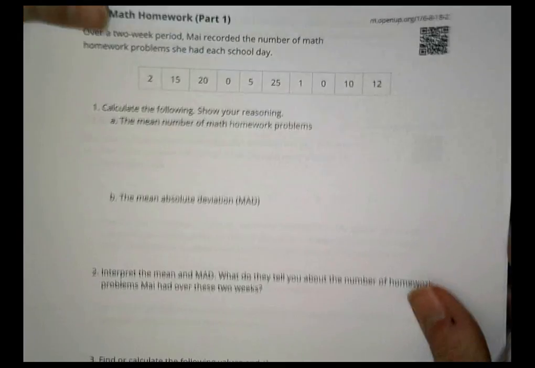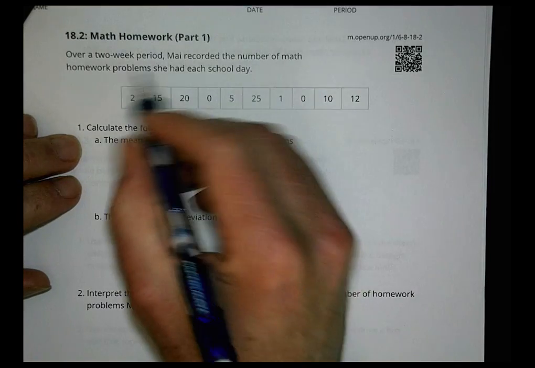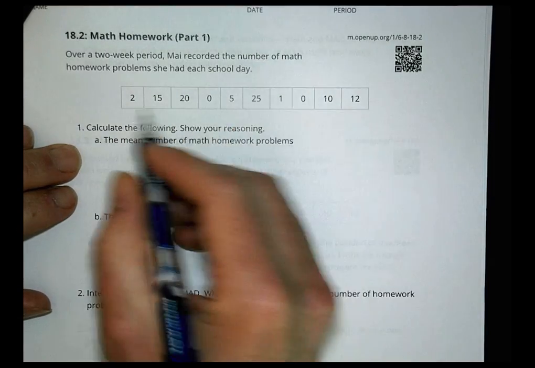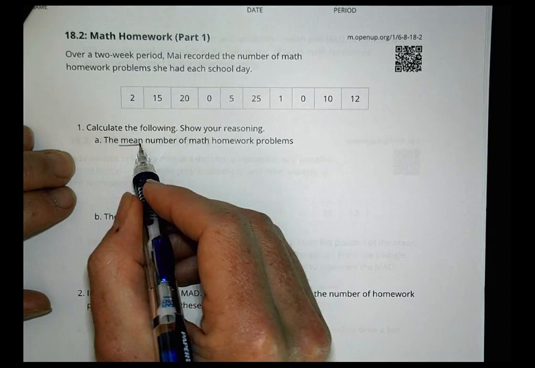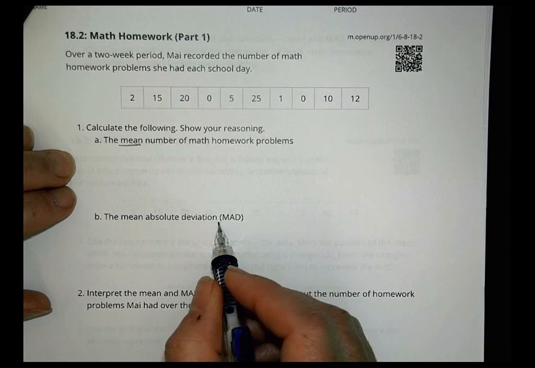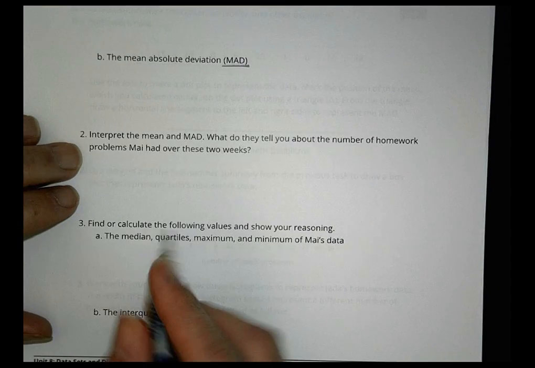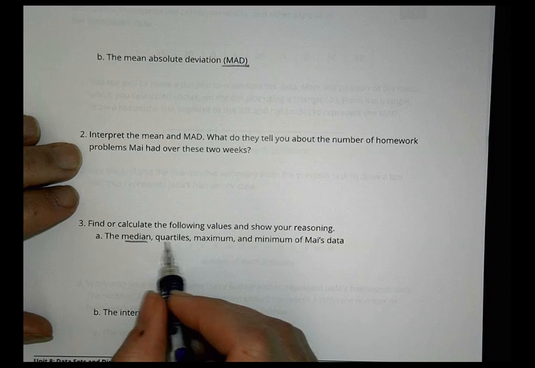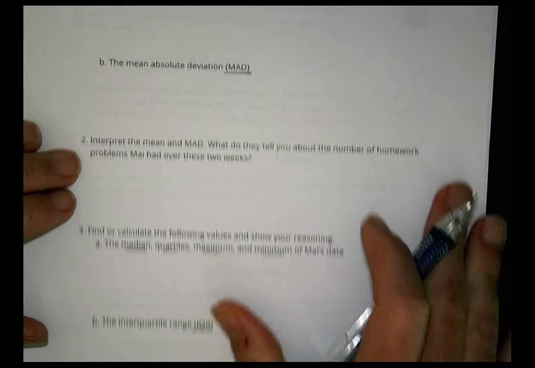All right. Activity 2. Good practice. All right, over a 2-week period, May recorded the number of math homework problems she had each school day. And here are the numbers there. It wants us to calculate the following. We're going to calculate the mean. We're going to calculate the mean absolute deviation. We're going to interpret the mean. And then later on, we're going to calculate, it says down here, the median, quartiles, maximum, minimum, and the IQR. So we're going to put all this data together.